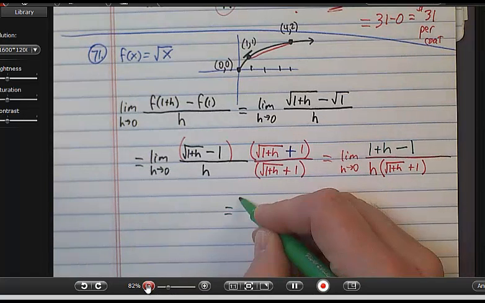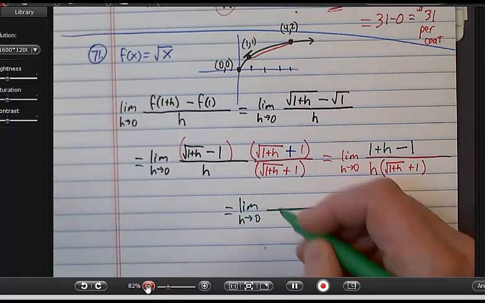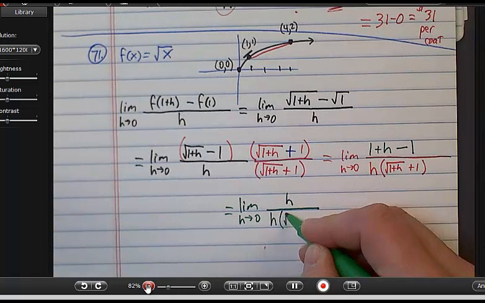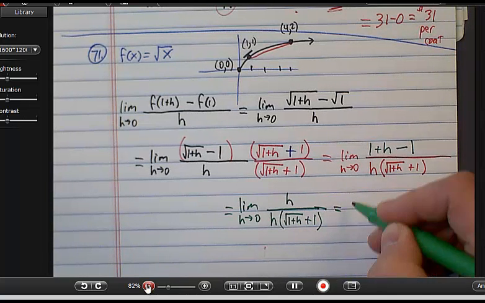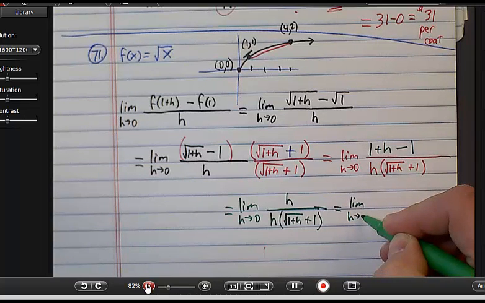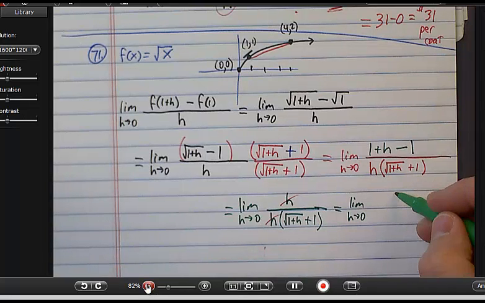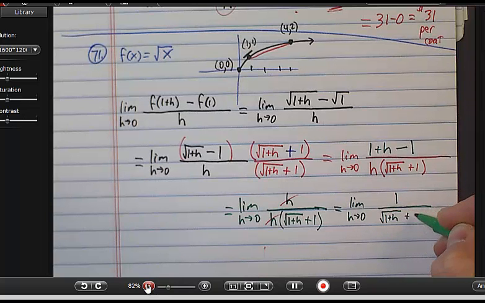I get the limit as h approaches 0. The only thing in the numerator now is h. And in the denominator, I have h times the square root of 1 plus h plus 1 in parentheses. Did that help? What can I do now? Cancel the h's, right? So we cancel those h's. And now we have 1 over the square root of 1 plus h plus 1.